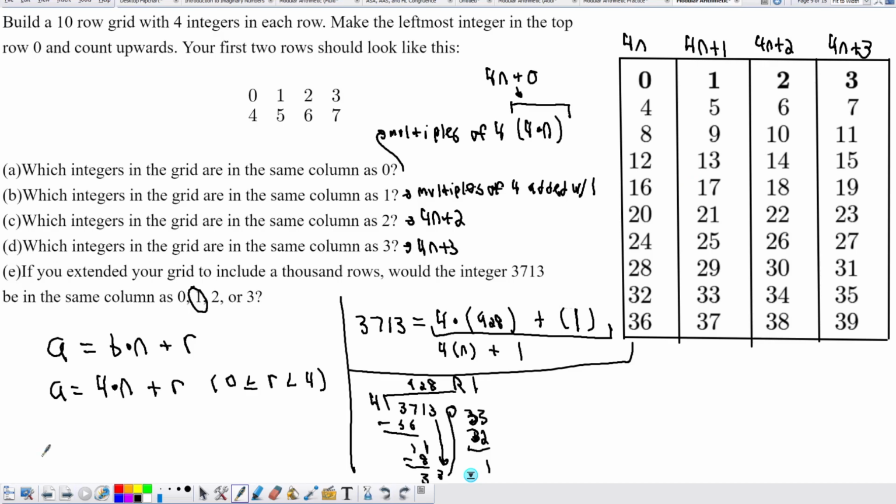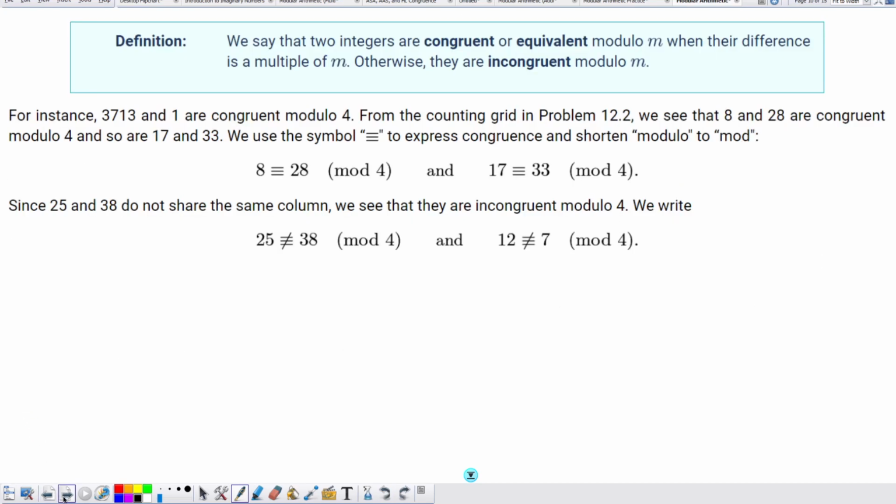So what does this all get us to? Well, we say that two integers are congruent or equivalent modulo m when their difference is a multiple of m. Otherwise, they are incongruent modulo m. So in this problem, we have discovered that 3,713 is congruent, we write that with the 3 lines, to 1 modulo m, or modulo 4 in this case. They are the very same.